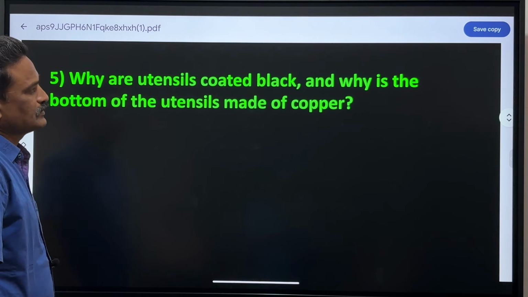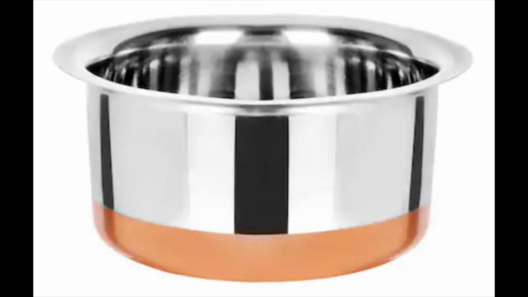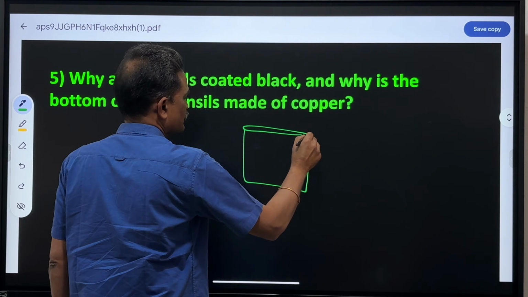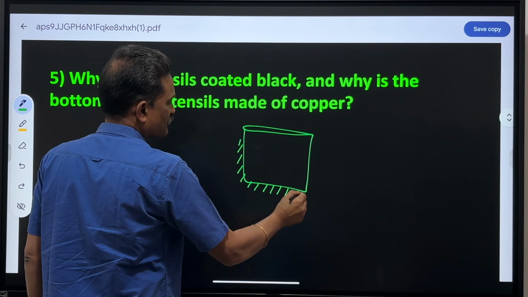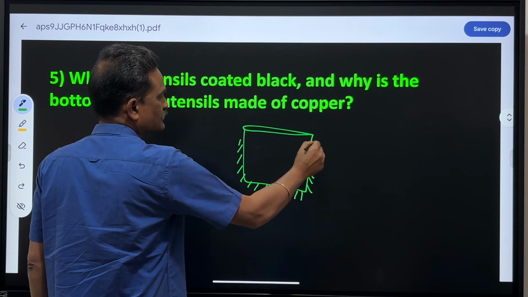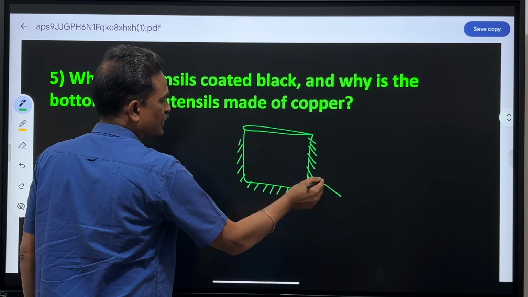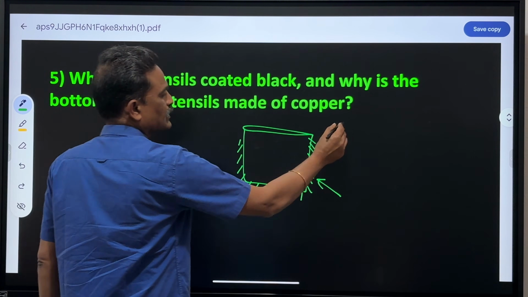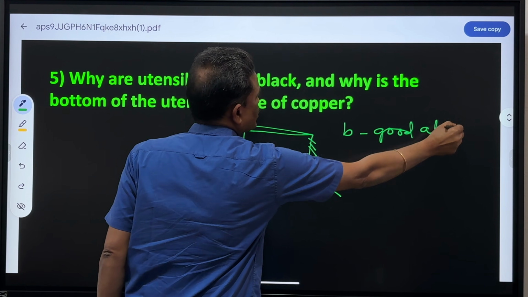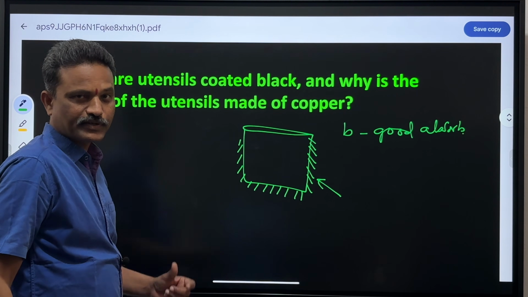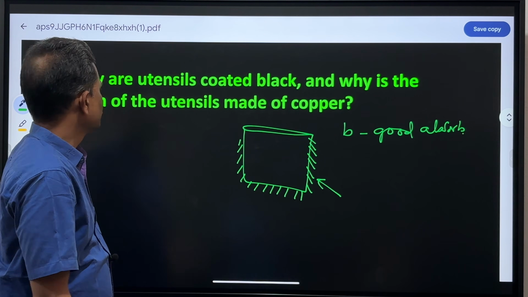Why are utensils coated black, and why is the bottom of the utensils made of copper? So if you see a bigger utensil, they are coated with black color. So black is a good absorber of heat or radiation. So a black color coated utensil absorbs more heat. So black is a good absorber of heat, whereas white color is a bad absorber of heat. So it is coated with black color so that it can absorb more heat.